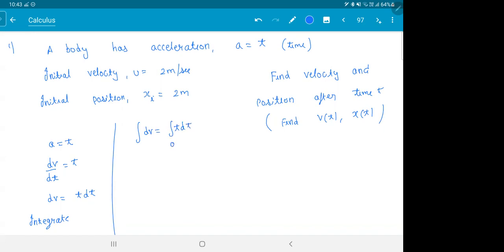When time is 0, initial velocity, which is 2. It is given. That will be given always. When time is t, velocity is v. So this will be v to the power 1, limits 2 to v. This is t square by 2, limits 0 to t. So we get v minus 2 is t square by 2. So v is equal to 2 plus t square by 2. This is how you find velocity as a function of time.